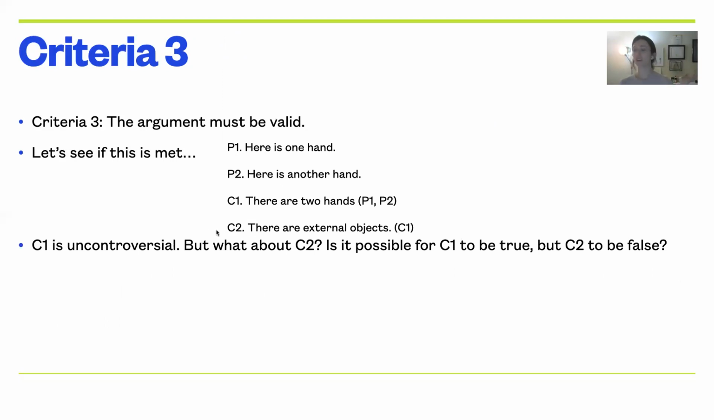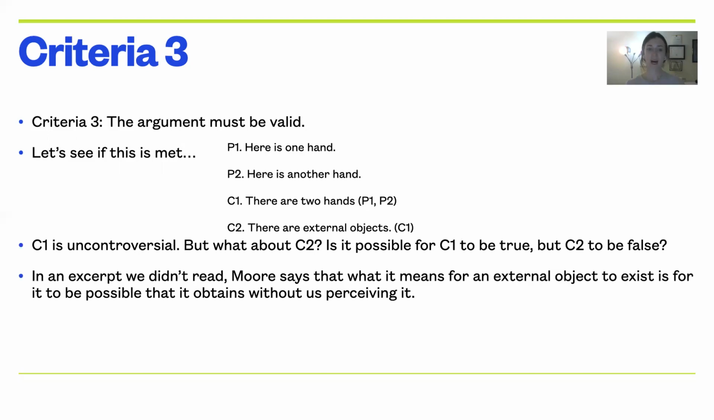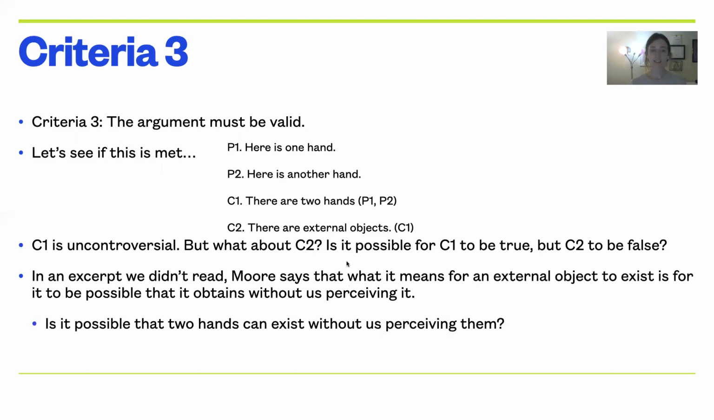And one thing that's worth noting, and this was not in your excerpt that you read for today, so don't worry that you missed something, but it is in the full-length piece. Moore says that what it means for an external object to exist is for it to be possible that it obtains without us perceiving it. He uses the word experiencing and perceiving at different points. So we can ask, is it possible for two hands to exist without us perceiving them? Because if not, then he hasn't shown that C2 follows from C1. So that's just something to think about.